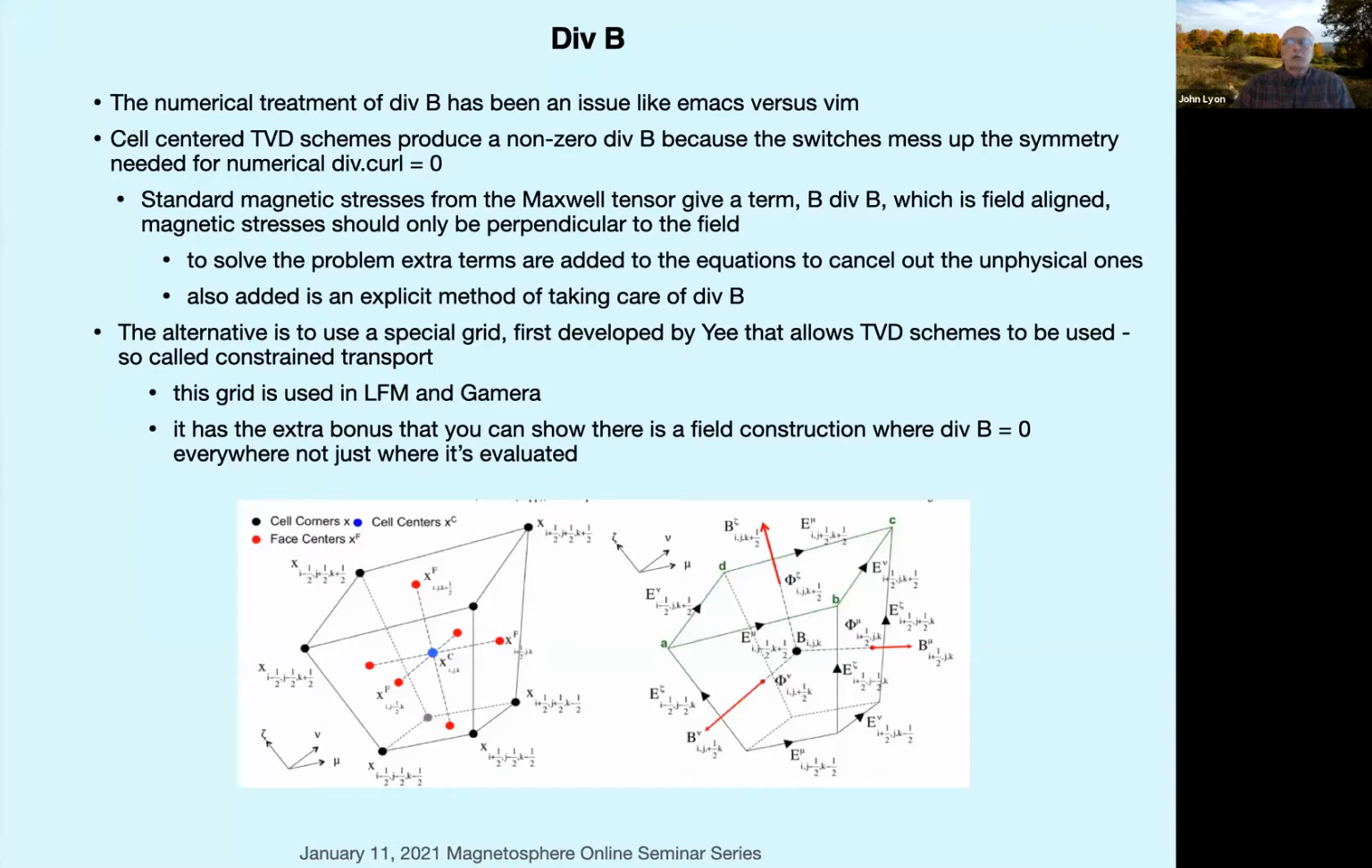It works quite well. One thing is that you can show that there's a construction, the simplest one being just a linear interpolation of the flux from one face to the other, that not only is div B zero in this global sense, but is div B zero everywhere within the cell.